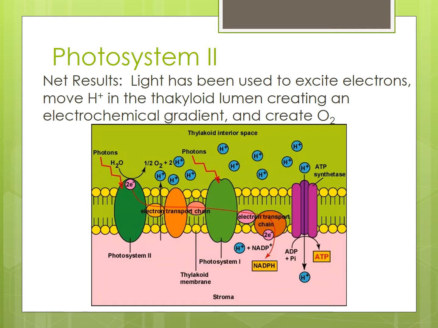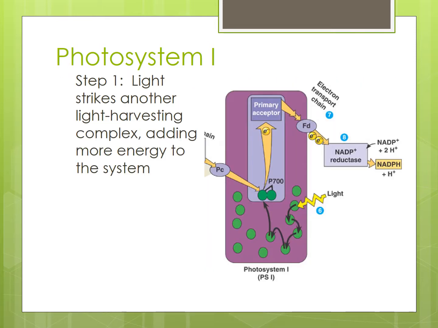Now we're going to move into photosystem 1. In photosystem 1, more energy comes from the sun. It's going to strike another light harvesting complex. When it does that, when it strikes this other light harvesting complex, that excites an electron. That electron can now do work.